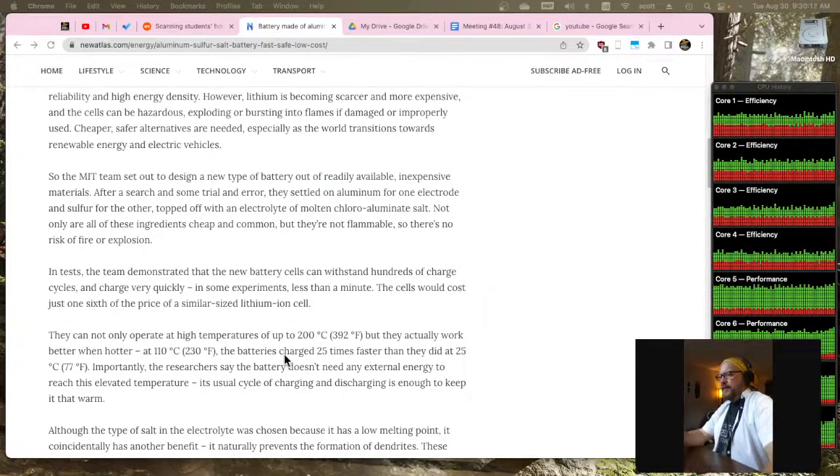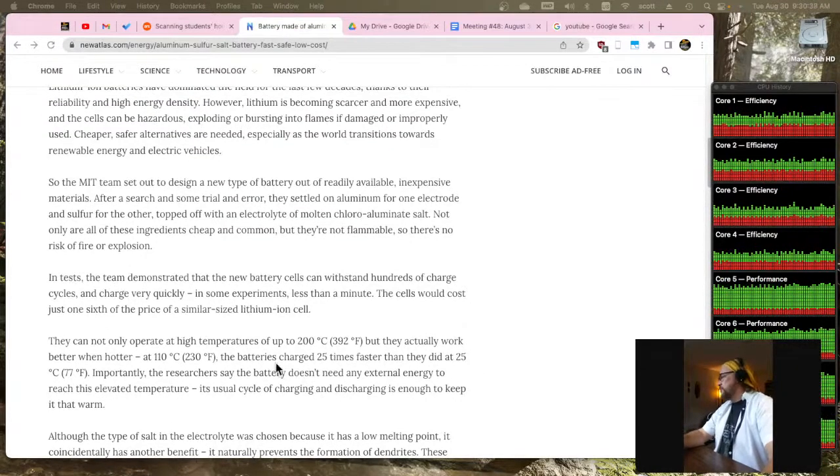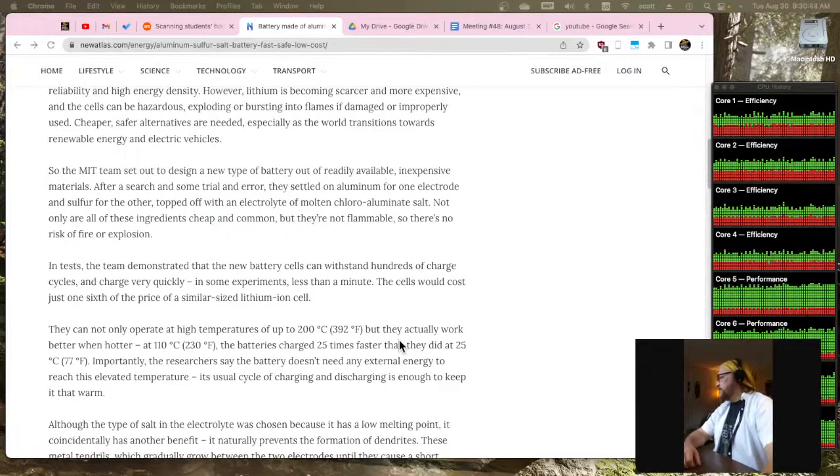It says they can not only operate at high temperatures up to 200 degrees Celsius, like 392 degrees Fahrenheit, but they actually work better when they're hotter. At 110 degrees Celsius, the batteries charge 25 times faster than they did at room temperature at 77 degrees Fahrenheit, or 25 degrees Celsius. I know we've got a mix of Canadians and Americans, so I'm mixing it up. But that's amazing. I've never heard of batteries behaving that way.